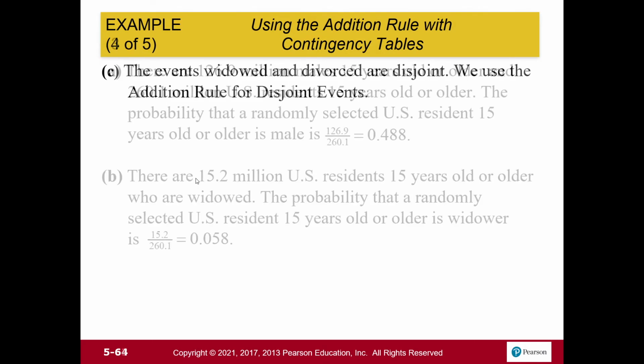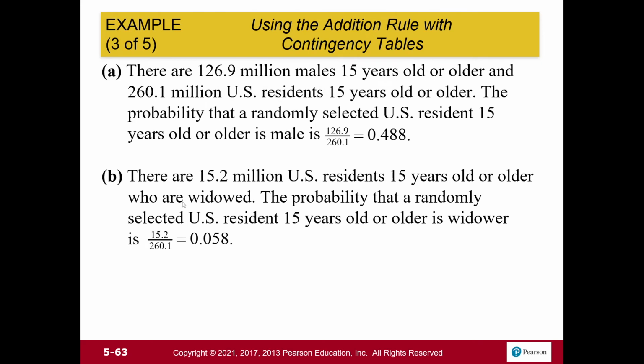Here's question B, the answer to B. There are 15.2 million U.S. residents 15 years old or older who are widowed, and therefore the probability would be 15.2 divided by the total.